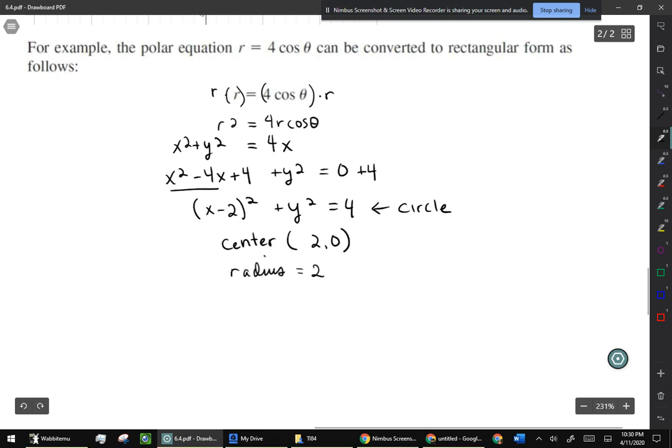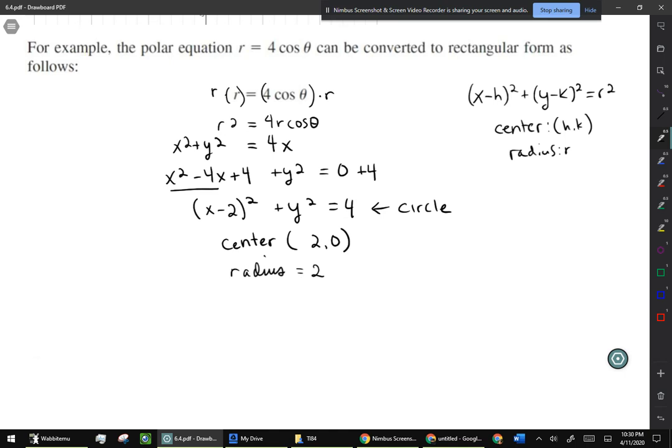Remember, the standard equation would be x minus h squared plus y minus k squared equals r squared. This is a circle with a center h comma k and radius r.